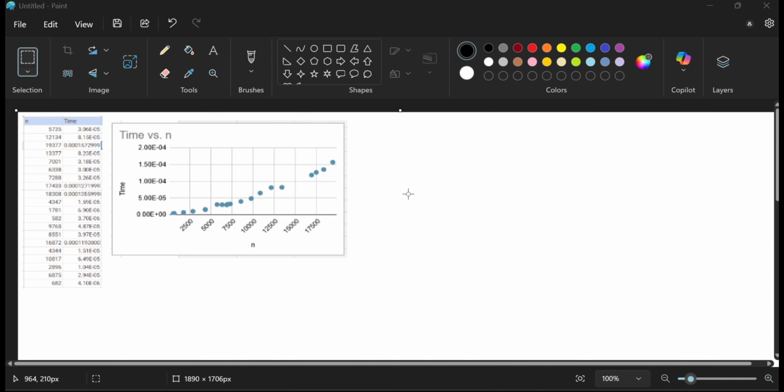Okay, so then I ran the code with random numbers, and I found out that it's exponential, but it's not that fast. As you can see, it gets up, but with some noise as well.